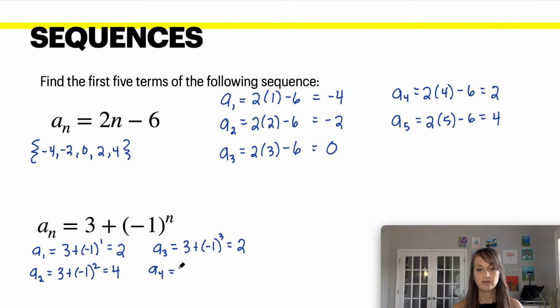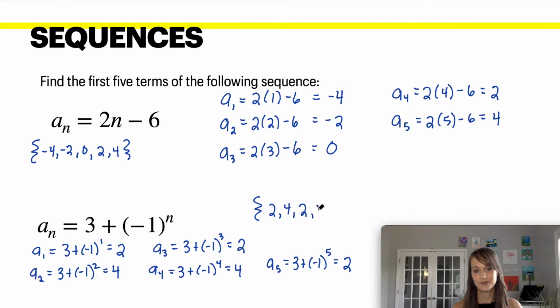The fourth term means I plug in 4 into n. Negative 1 to the 4th power is positive again. So 3 plus 1 gives me 4. And then the fifth term means I plug in 5 into n. Negative 1 to the 5th power turns negative again. So 3 and negative 1 go back to 2. So if you were to write the order of this sequence, it's actually 2, 4, 2, 4, 2.